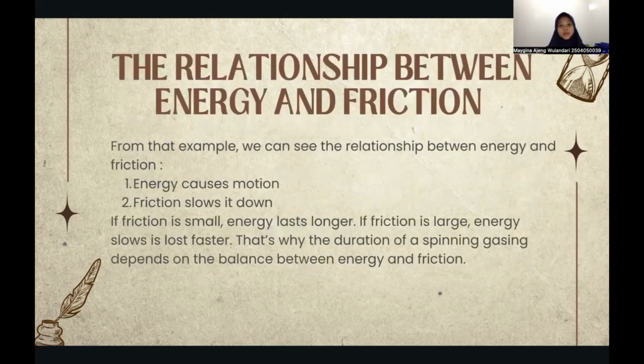The relationship between energy and friction. From that example, you can see the relationship between energy and friction. 1. Energy causes motion. 2. Friction slows it down. If friction is small, energy lasts longer. If friction is large, energy is lost faster. That's why the duration of a spinning gasing depends on the balance between energy and friction.